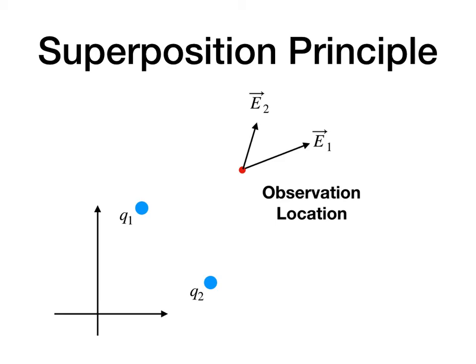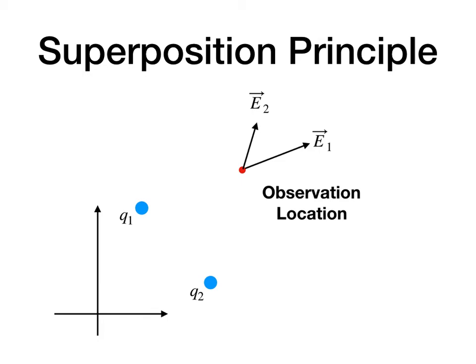Now, what if I have two charges? I have here two charges, Q1 and Q2, and I want to find, and I changed the color, I know, I want to find the electric field at the red location, the observation location. How do you find the electric field due to two charges?